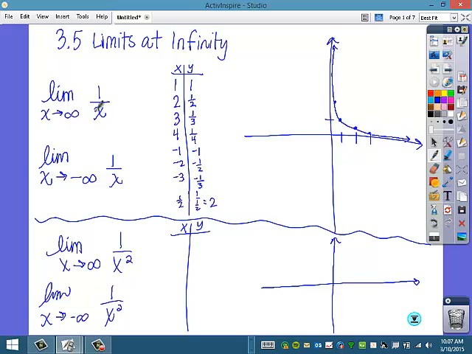Because x cannot be 0. At 0 I have a vertical asymptote because I can't have 0 in my denominator. And then over here I have -1, -1, I have -2, -1/2, -3, -1/3. So the same thing is kind of happening here.